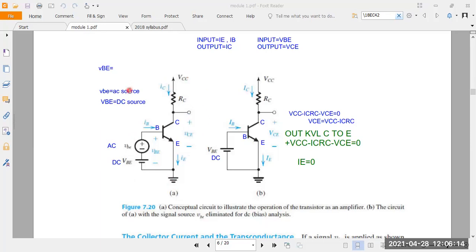If you are given any diagram, you have to analyze it. Which one is input? Which one is output? For the input side, what elements are connected? On the output side, what elements are connected? Everything you have to observe, that is very important here. Don't mug up the circuit diagram.